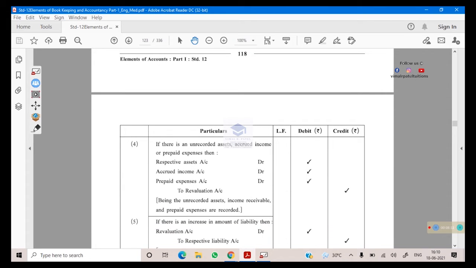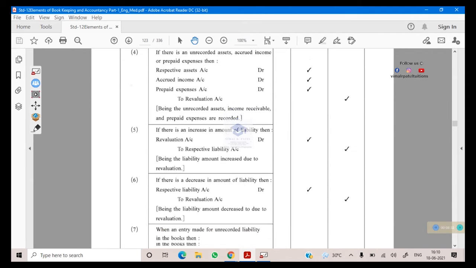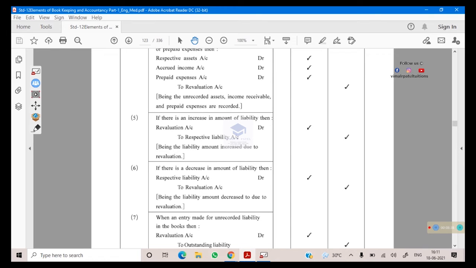Then if there is an unrecorded asset, accrued income, or prepaid expense, the same will be debited. Respective asset account, accrued income account, prepaid expense account to revaluation account. If there is an increase in value of liability, it is our loss. And if the liability has a credit balance, then if there is an increase, it will be added to the liability. So the entry will be revaluation account debited to the respective liability account.